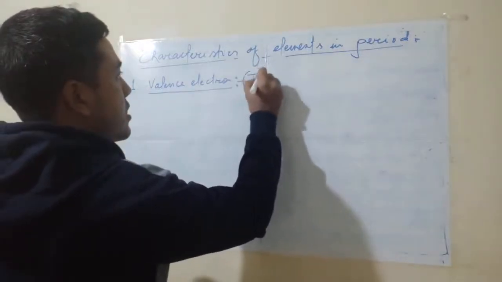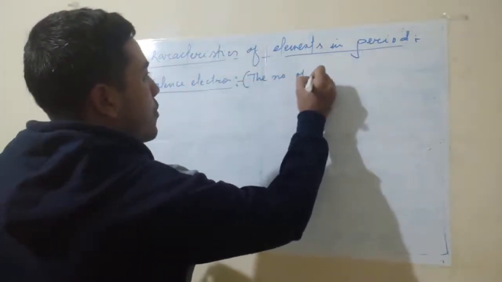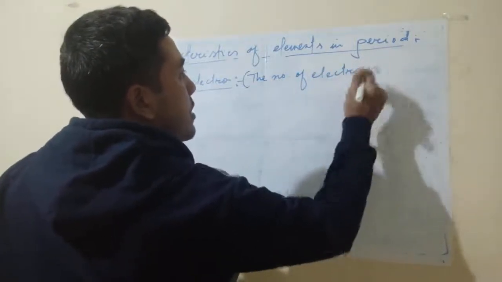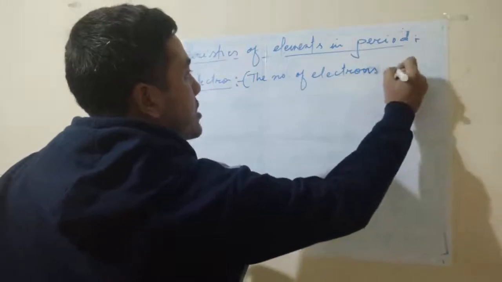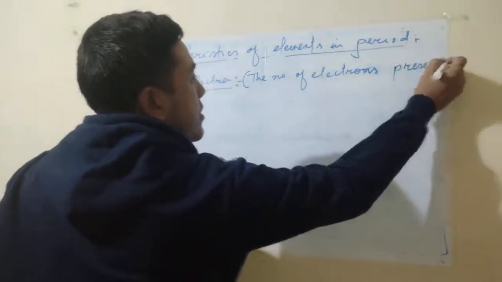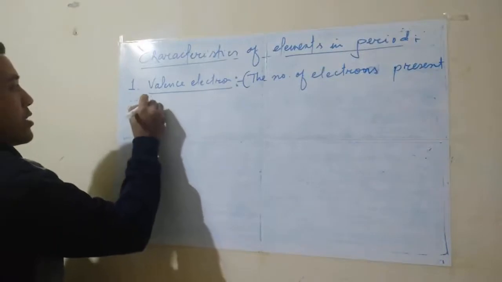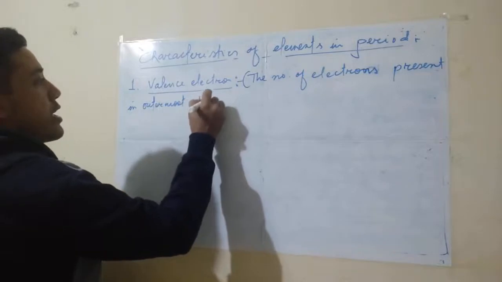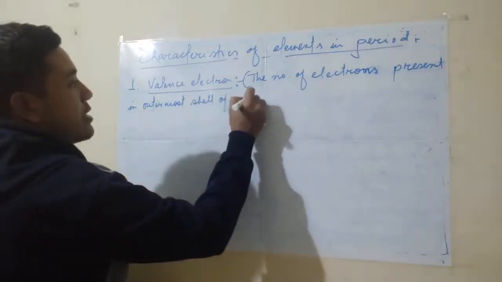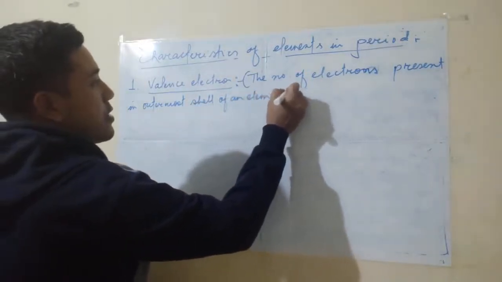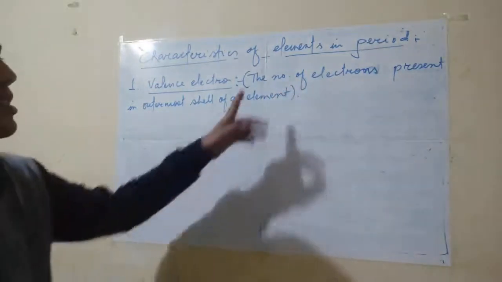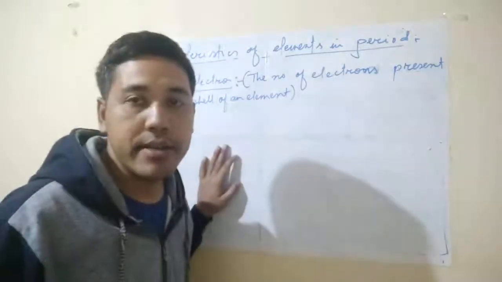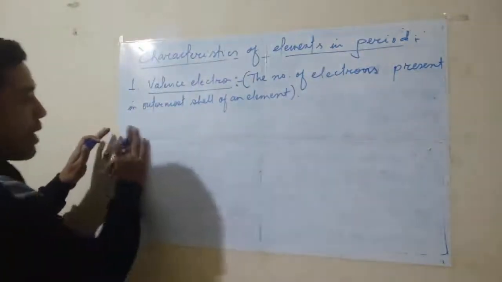Definition: the number of electrons present in the outermost shell of an element. Here, the valence electron is defined as the number of electrons present in the outermost shell of an element. Right. So now I will write one of the series.